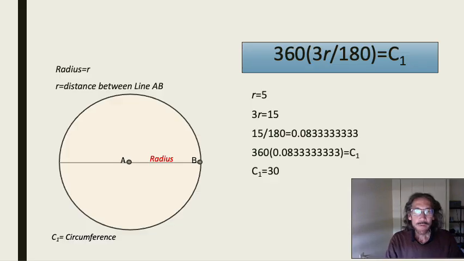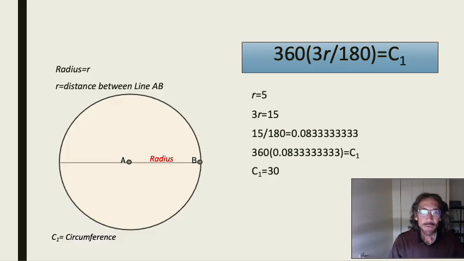My equation, 360 times 3r over 180, equals circumference. It's 3 times the radius, divided by 180, multiplied by 360. If r is 5, the radius is 5, then 3r equals 15.